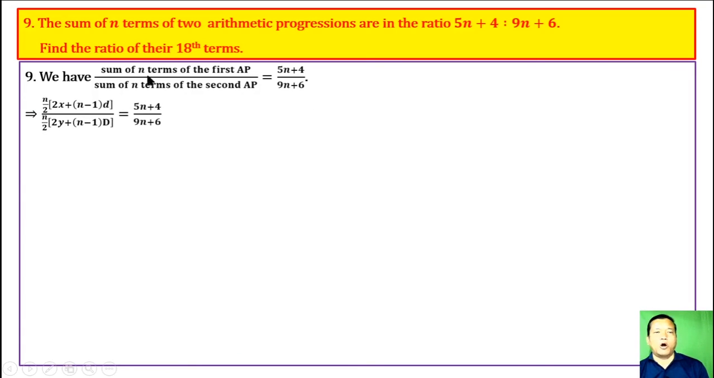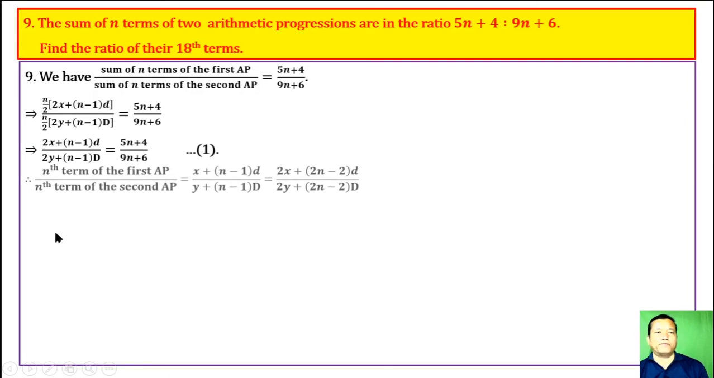Then the sum of n terms of the first AP is n by 2 times (2x plus (n minus 1) d), where x is the first term and d is the common difference of the first AP. For the second AP, n by 2 times (2y plus (n minus 1) times capital D), where y is the first term of the second AP and capital D is the common difference of the second AP. Cancelling n by 2, we get this, which is equation 1.